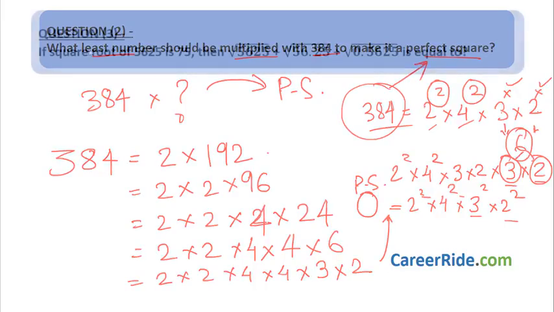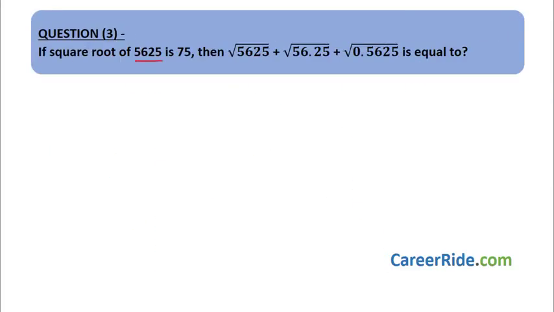Moving on, if the square root of 5625 is 75, then root of 5625 plus root of 56.25 plus root of 0.5625 is equal to what? Again, this is pretty easy. You can see that this number gets repeated in various formats over here. How to find out the answer? The root of 5625 is nothing but 75, that we already know from here. Now this is 56.25, there is a decimal point over here. After the decimal there are 2 decimal places.